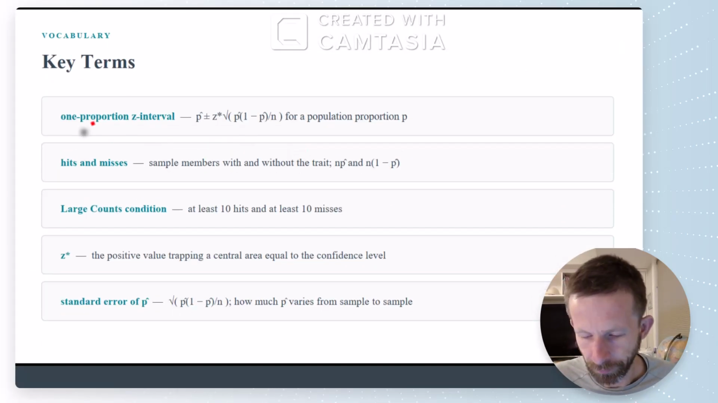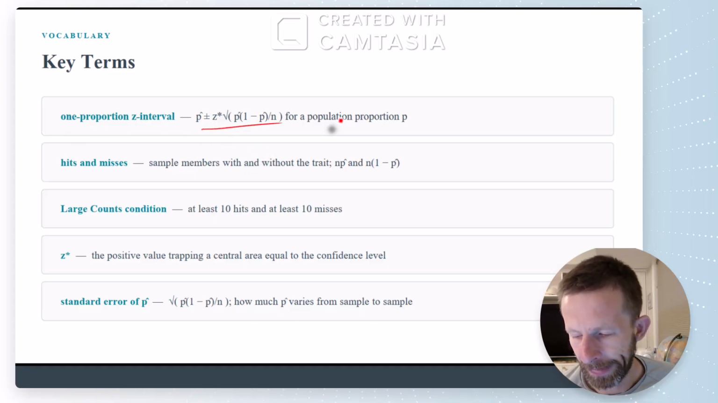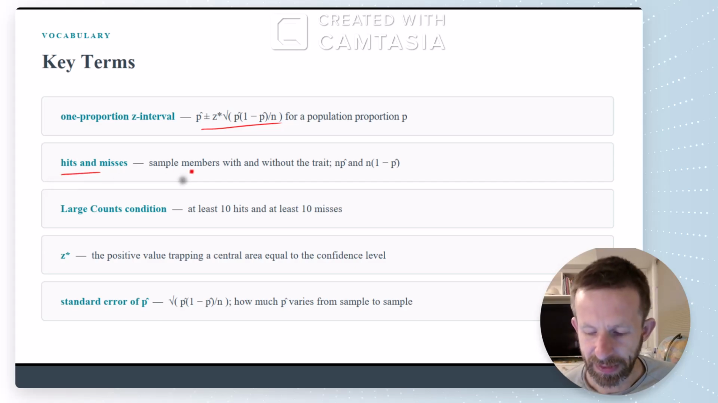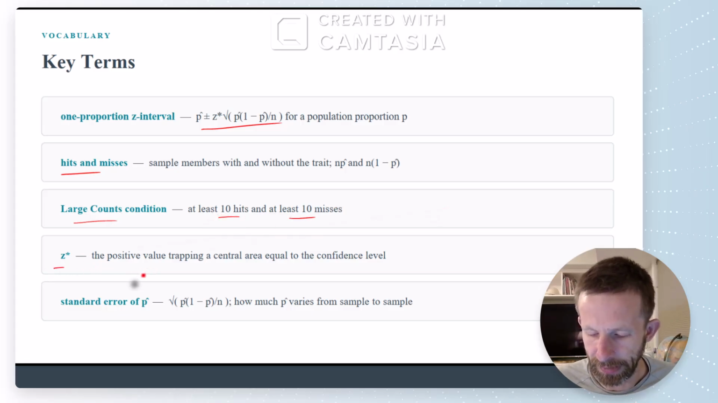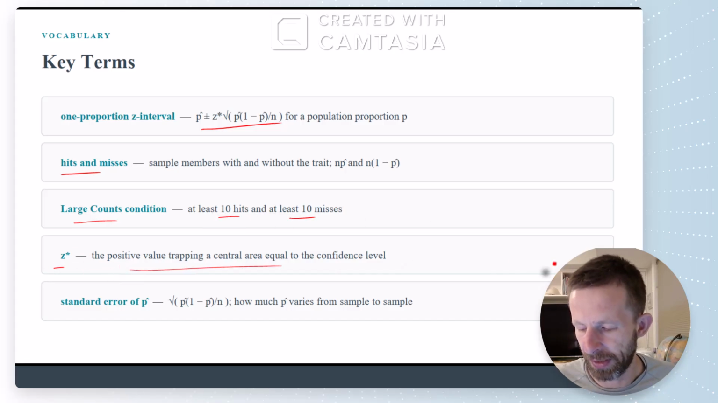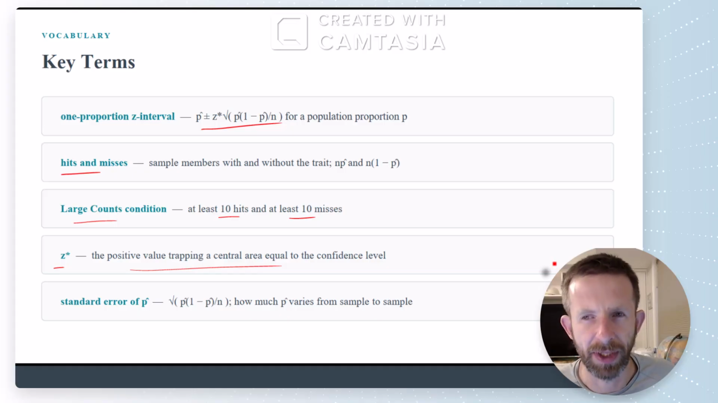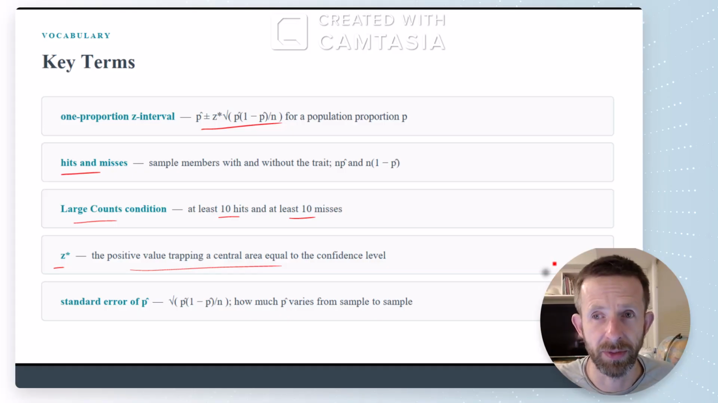So some key terms, 1 proportion z interval. There's my formula. I'll provide you with the formula on the exam. Hits and misses is how we check the large count condition. At least 10 hits and at least 10 misses are necessary. Z star is the positive value trapping a central area equal to the confidence level, and we find it using the inverse normal app on Statplet.